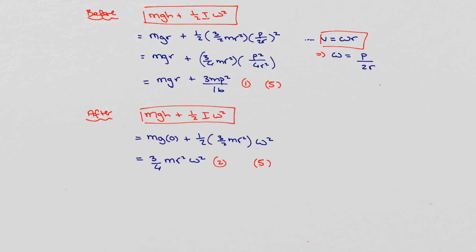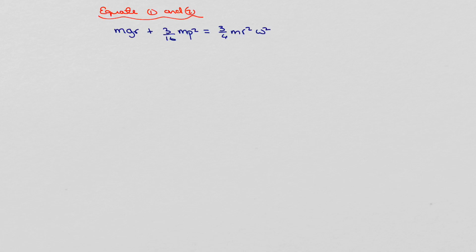Obviously, our energy before should equal our energy after because of conservation of energy. So if we equate 1 and 2, we can then simplify and get omega on its own. So we have mgr and 3 over 16 mp squared is equal to 3 over 4 mr squared omega squared. And I can, of course, divide across there by m.